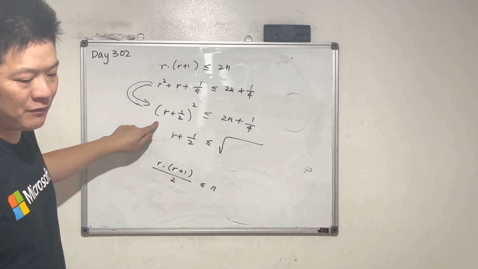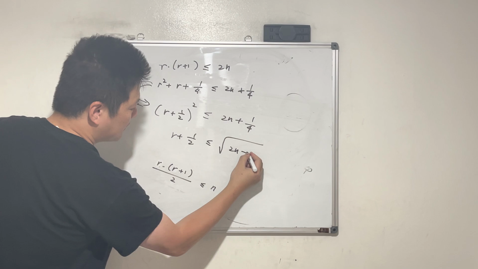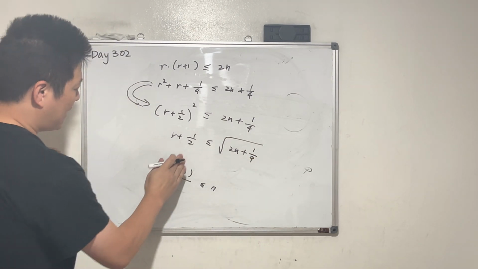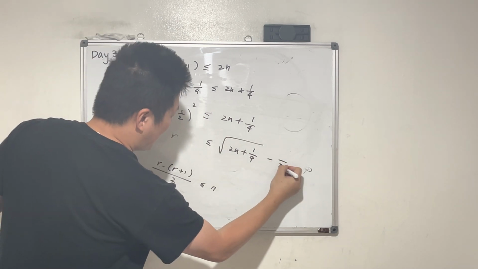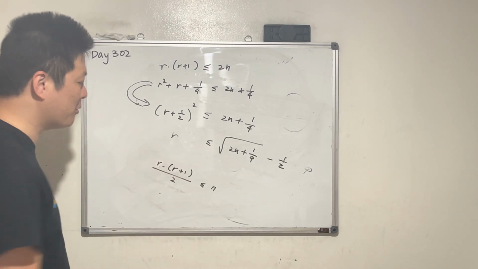If R is positive, that's why we can take the square root on both sides, right? So that's 2n plus a quarter, and then I move this to the right-hand side, subtract half. Okay, so R is smaller or equal to this, and we want the integer part.